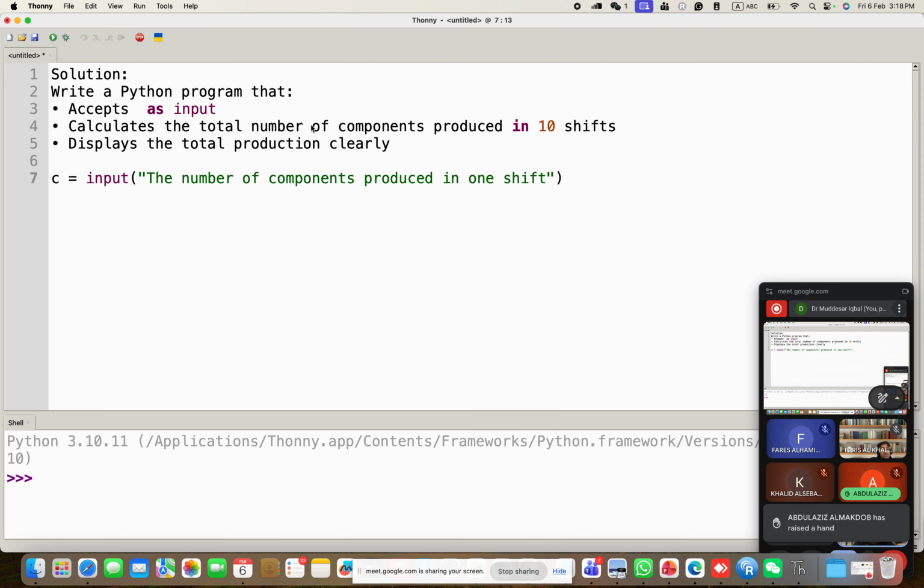And yes, Abdulaziz, go ahead. You ask me, doctor, in the exam, will he give me the solution steps? Yeah, this solution step will be there. Okay. Now, this is done.